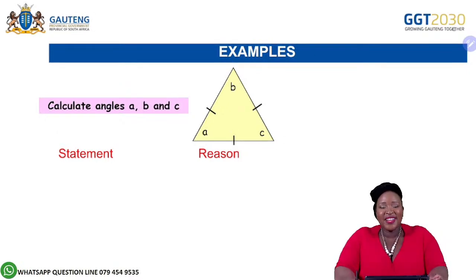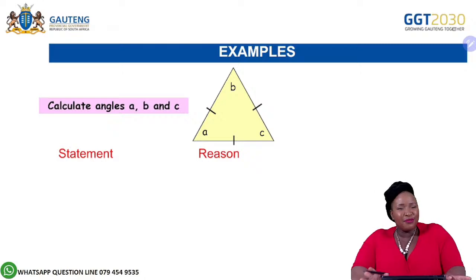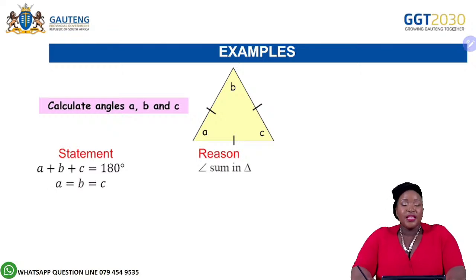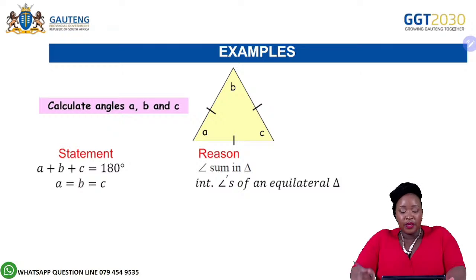All right, welcome back, class. How are you doing with this work? This one was quite straightforward, right? The only difference is that there are no numbers at all. So you had to actually come up with the values, right? So A plus B plus C is equal to 180 degrees, and your reason will be angle sum in a triangle. And then, because this is an equilateral triangle, A is equal to B and B is also equal to C.